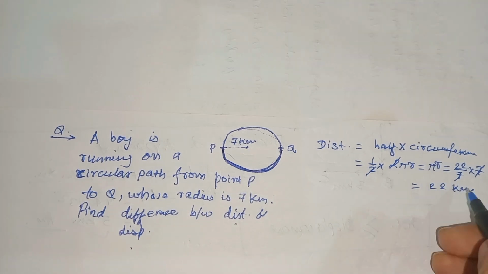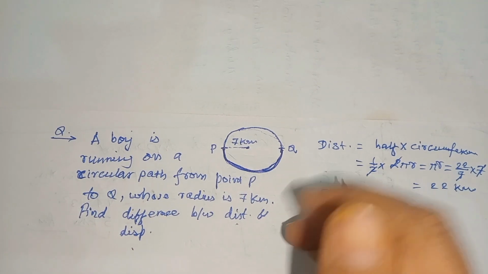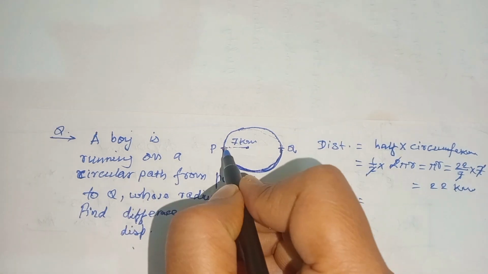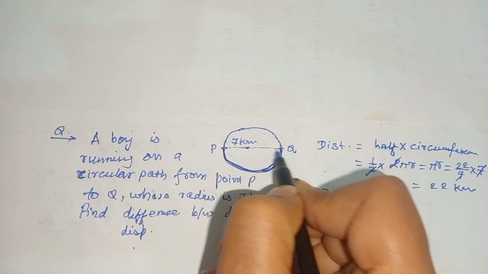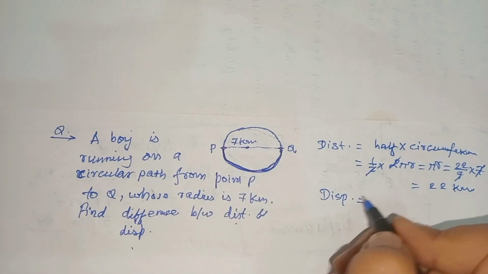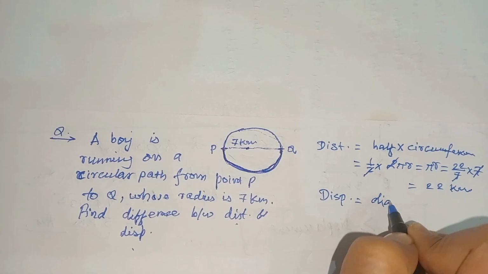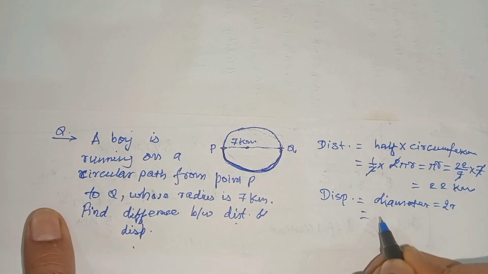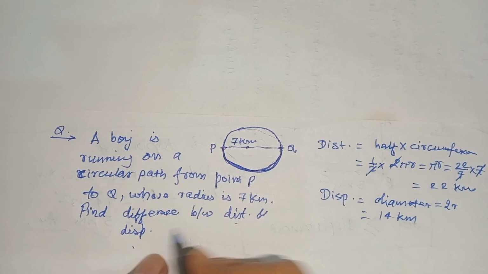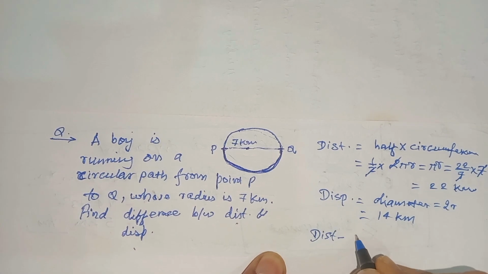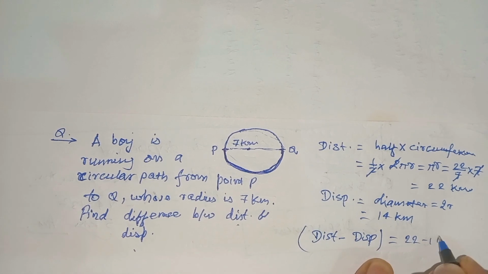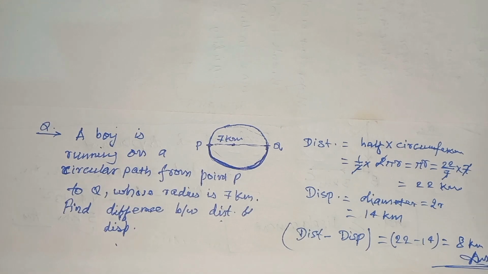The distance came to 22 kilometers, and displacement is what? According to the definition, this is the shortest straight line path, that is P to Q. This straight line is called the diameter. So displacement is the diameter here. We know diameter is 2 into radius, and the radius is given as 7, so it is 14 kilometers. Now according to the question, distance minus displacement will be 22 minus 14, that is 8 kilometers. That is the answer. Okay. Thank you.